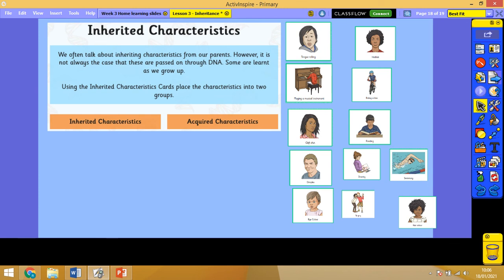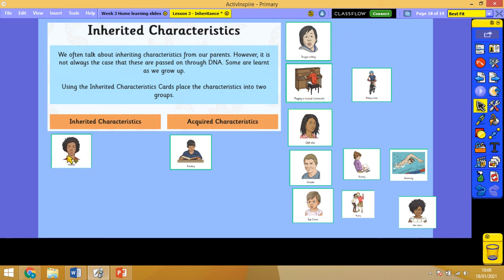Okay, now on to our last task. So we often talk about inheriting characteristics from our parents. So some things we do inherit, but some things are acquired. Okay, so using the cards that we showed you earlier, what I'd like you to do is stick them on your sheet into the columns of inherited characteristics and acquired characteristics. So something that's inherited is something that you get from your parents. Something that's acquired is something that is learned. For example, reading is an acquired characteristic. Okay, this one, freckles, will be something that you get from your parents. So pause the video and sort these cards into the right order, and then we'll go through them together.